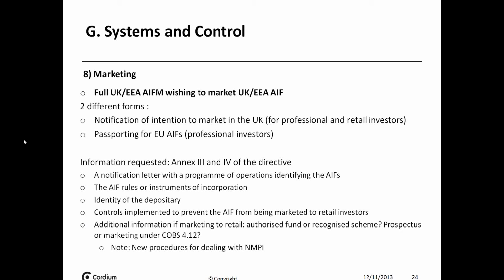It's noteworthy that if you're not intending to promote to retail investors or market to retail investors, you'll have to disclose some information about the controls you have in place vis-a-vis limiting your marketing scope just to eligible professional investors. And also noteworthy there is, of course, the FCA's recent changes in respect of NMPI. This is non-mainstream pooled investments, and the FCA have tightened up their rules around the possibility of marketing to retail investors. So please be cognizant of those changes that are upcoming also.